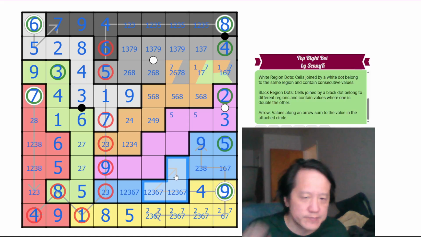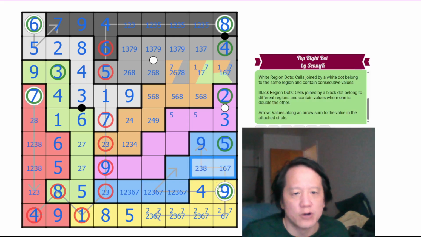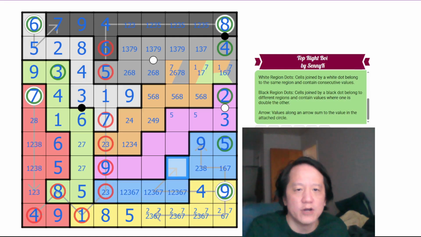Excuse me. We need a 4. We have a 4 missing in blue. Cannot be here because of the way that this adds up to the arrow here. Can't be here because of 4 in the row. So 4 has to be here.